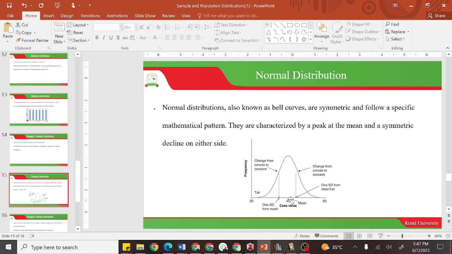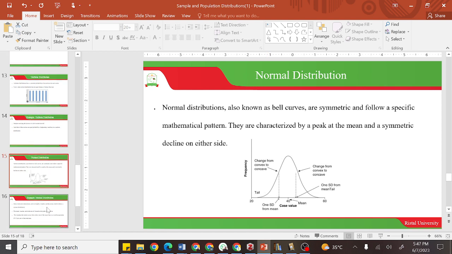So standard deviation, which is basically the distance from the mean. If you move one standard deviation from the mean on either side, you are covering about 68% of the population that will lie within that.